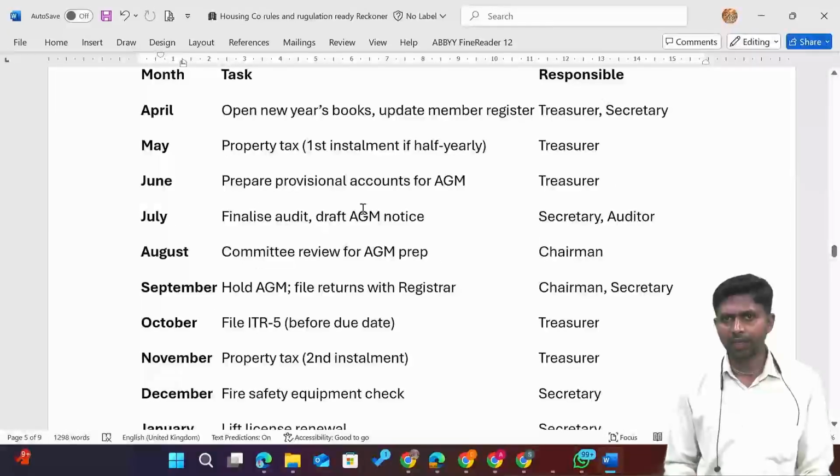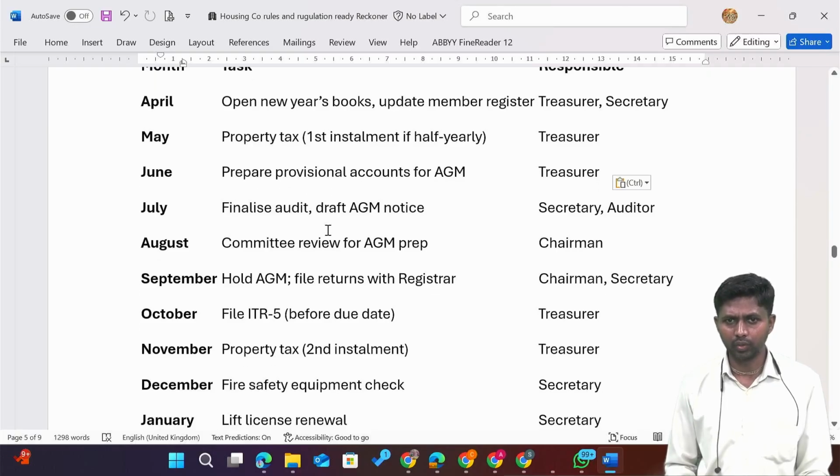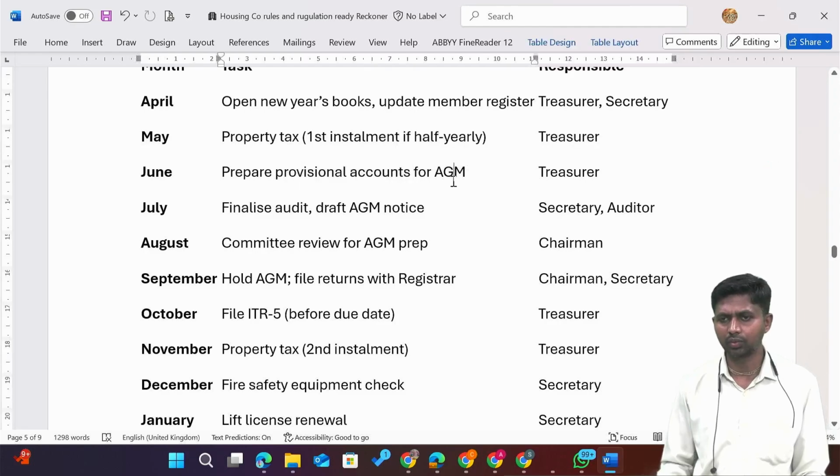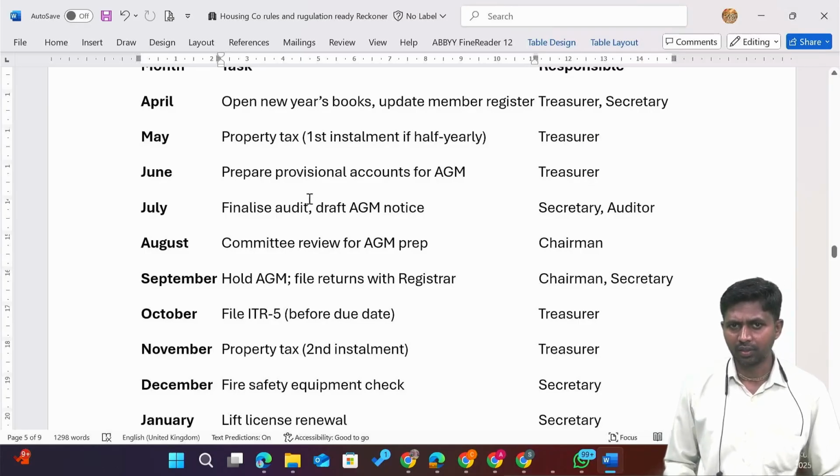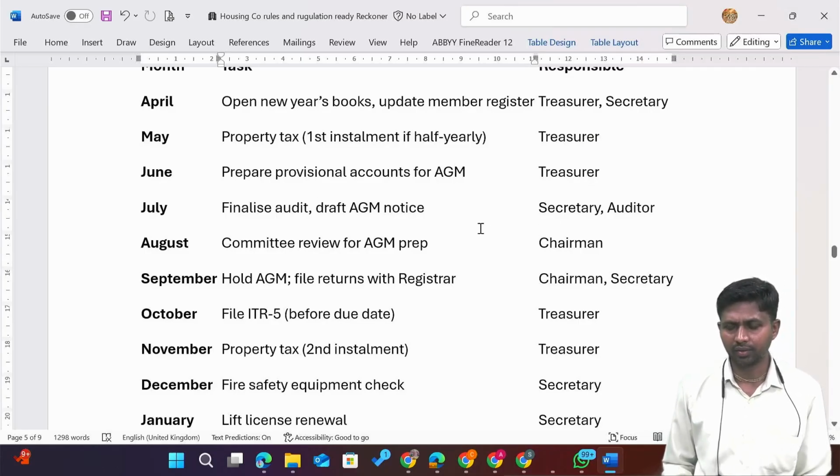Then this is the compliance calendar. You can check here. You can start with the registers. Okay. New registers. Then after that, the property tax in May. Then in June, the AGM, provisional accounts for the AGM. That means try to finalize your balance sheet, profit and loss. Who will finalize? Who has that responsibility? Treasurer. Then audit, secretary. Correct.